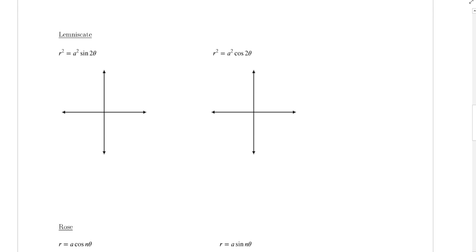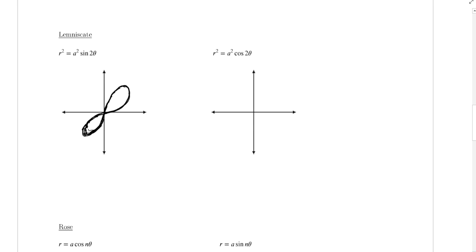Alright, let's get to the rest of these graphs here. Lemniscates. We're not going to encounter these much, if at all. When you have the one with sine, that is the one that is not on the axes. And I'm just doing my best to sketch this. Something like that. Should be a little bit more symmetric, but whatever.